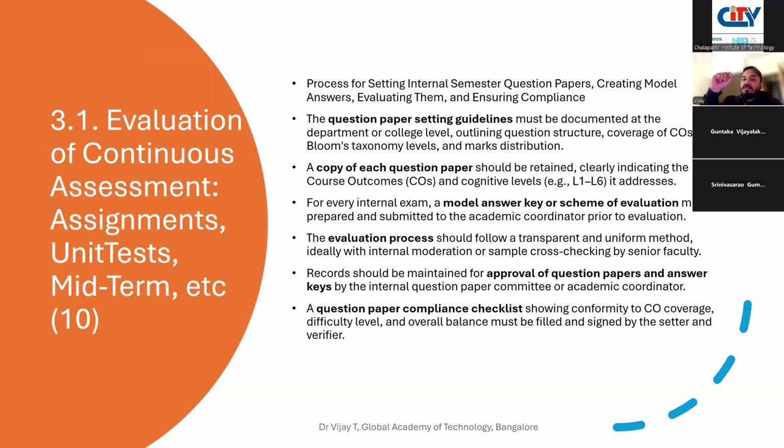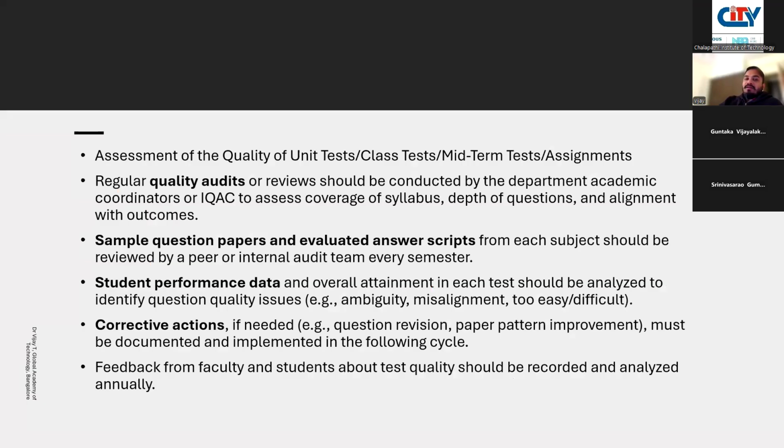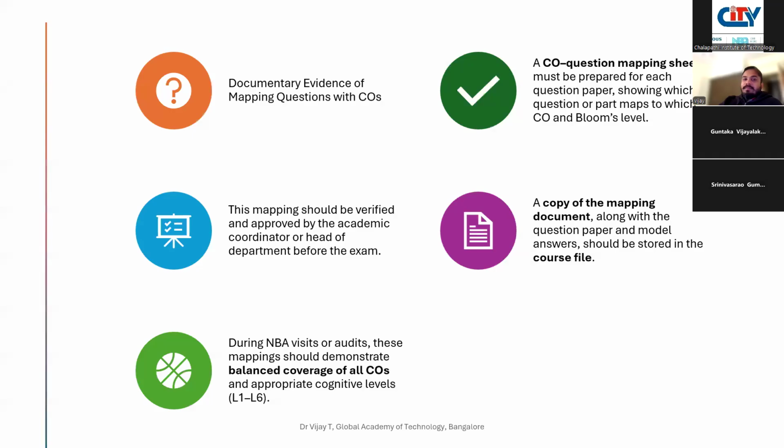So a course file is one thing which shows everything with respect to criteria 3. So any one course file should have all this. What are the different mechanisms of continuous internal assessment? How you are evaluating it? What are the rubrics that you have developed? What is the feedback that is collected? What is direct attainment? What is indirect attainment? What are the proofs for direct attainment? What are the proofs for indirect attainment? Everything has to be there in a particular course file.